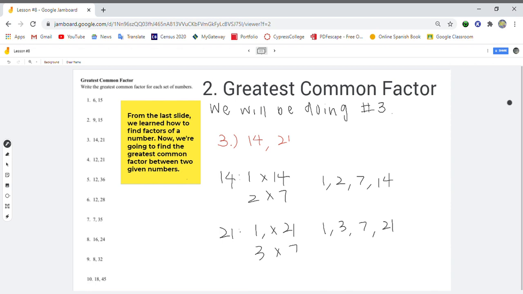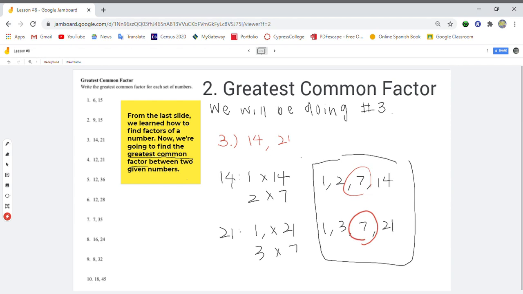So it says we find the greatest common factor. So what factors are in common for these two? We see that 1 and 1 are common and 7 and 7 are common. And we're finding the greatest out of those common factors. So 1 and 7, 7 is greater, so the greatest common factor for 14 and 21 is 7.